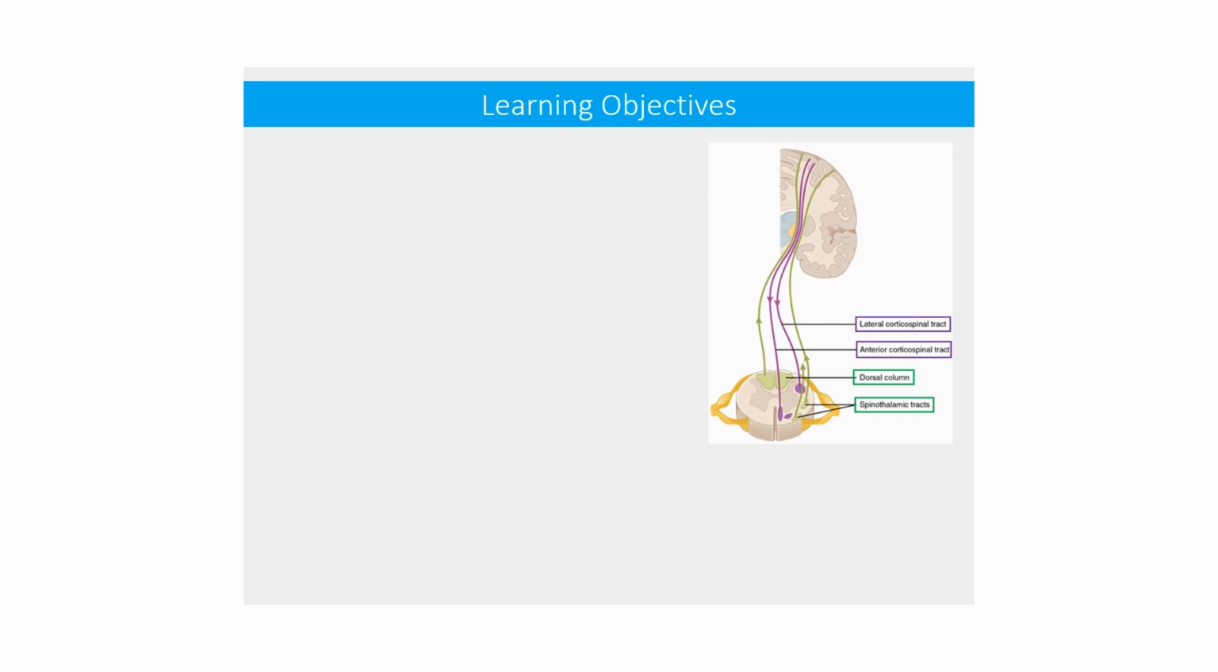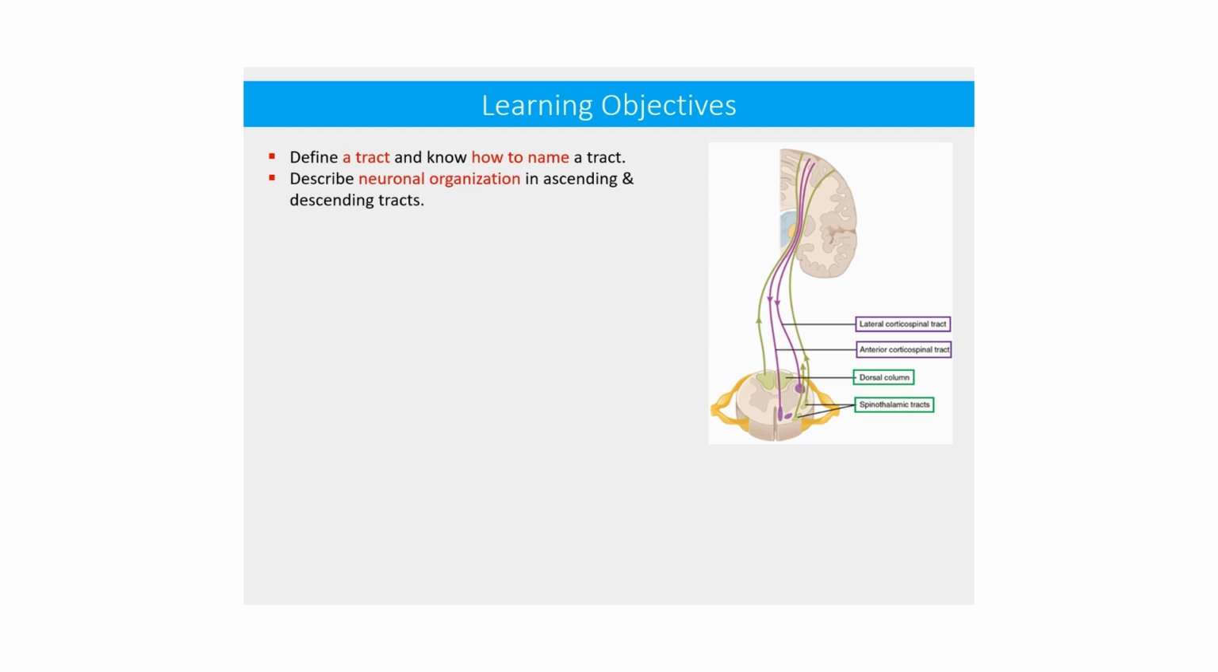Today we are going to discuss the general features of the information carrying systems, both sensory and motor, in the central nervous system. So at the end of this session, the participant should be able to define a tract and know how to name a tract.